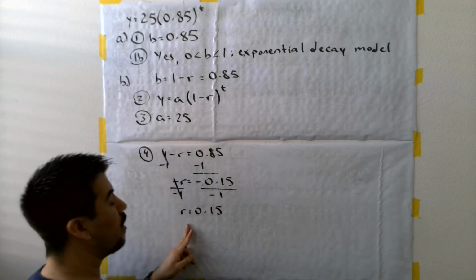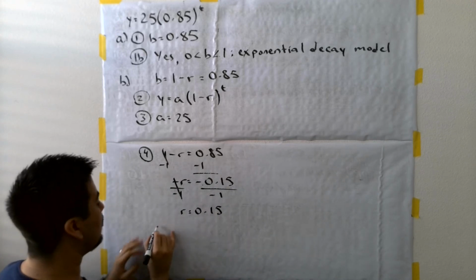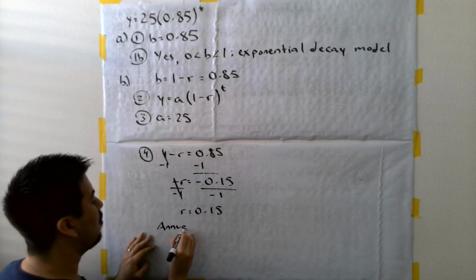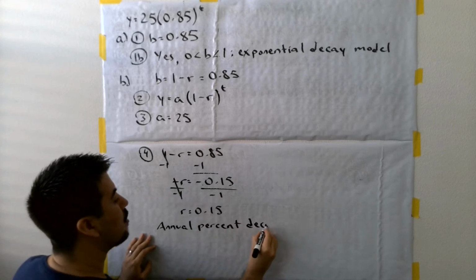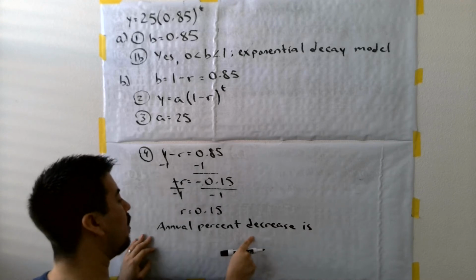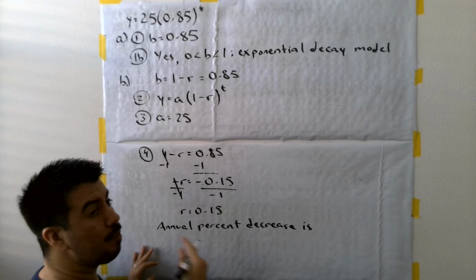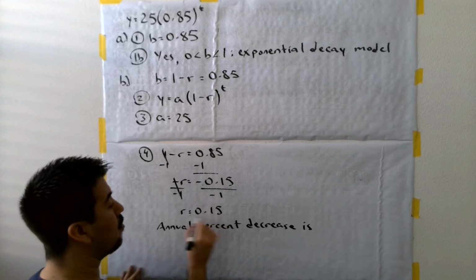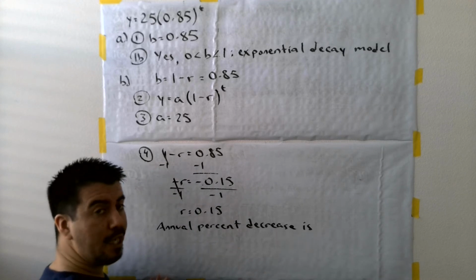This is the annual rate of decrease. So we would write the annual percent decrease is... now I would prefer to write it as a percentage, not as a decimal. The best way to do that is to take your decimal and multiply it times 100. And that'll give you the percent.